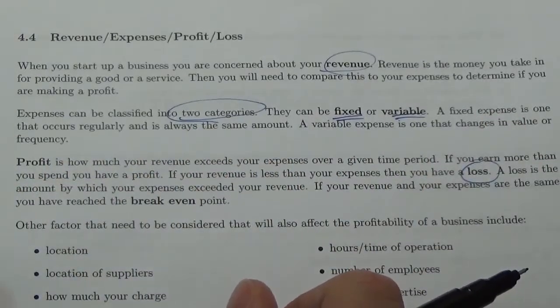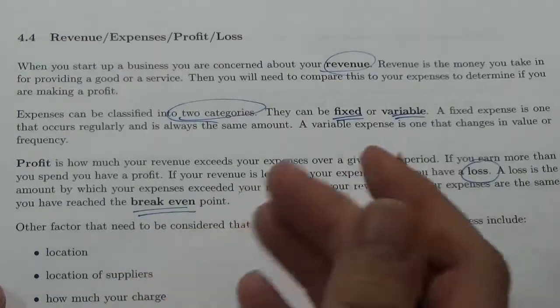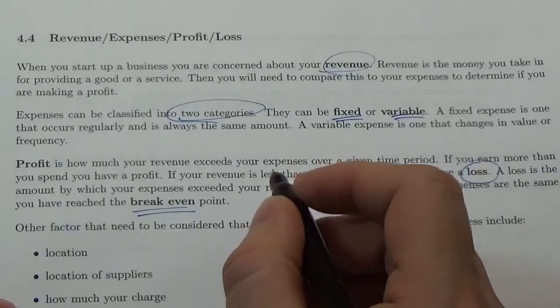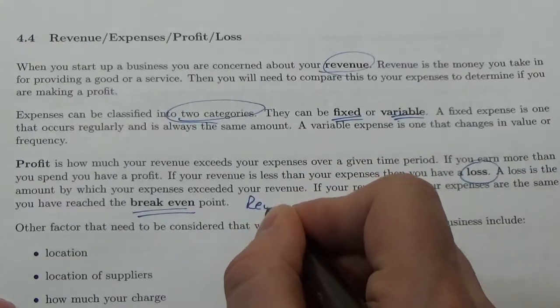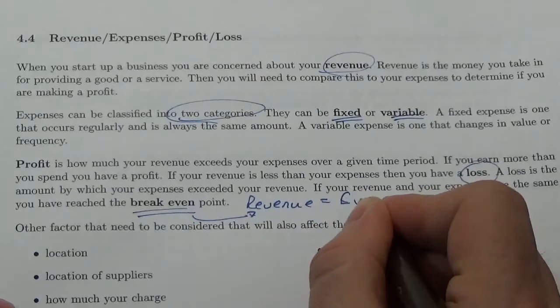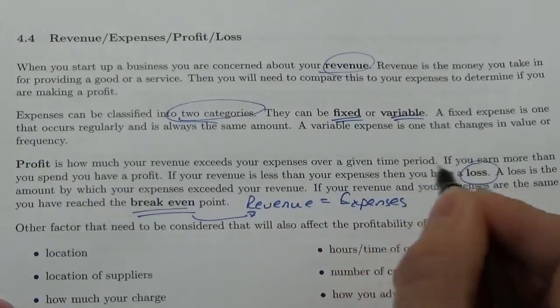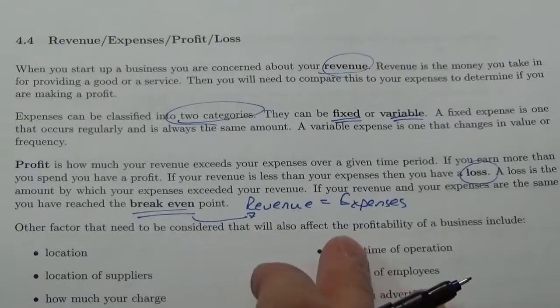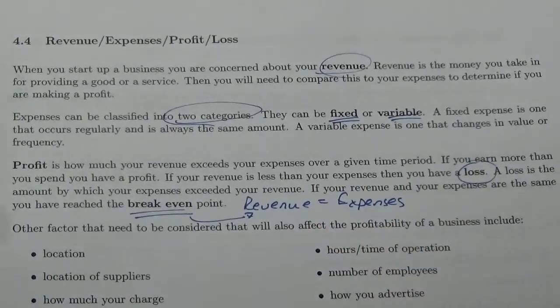That happens. Break even means the amount of money that came in balanced the expenses. So break even is when revenue is equal to expenses. So there's no profit, but there's no loss as well. Now that's not an ideal situation, but that's better than having a loss.